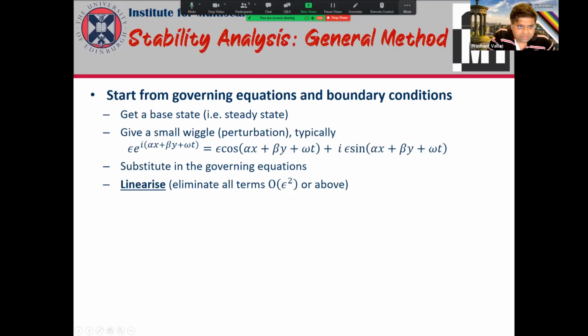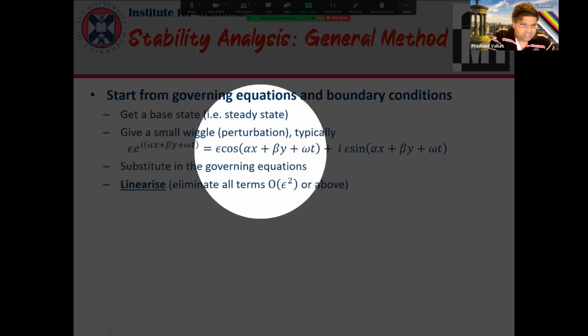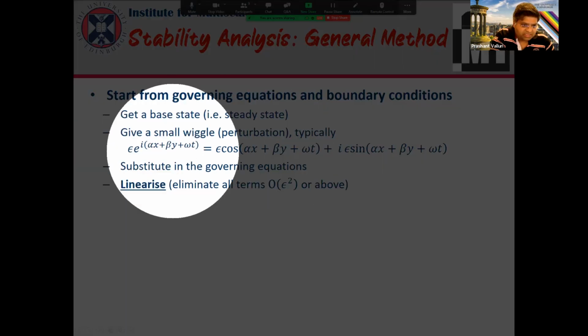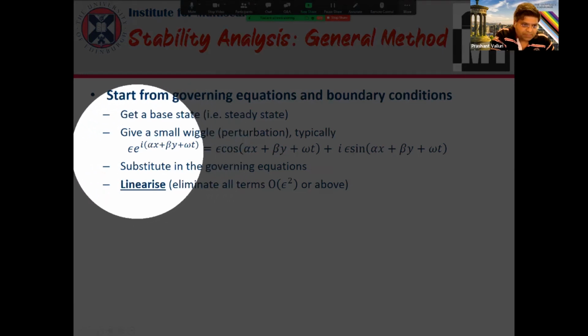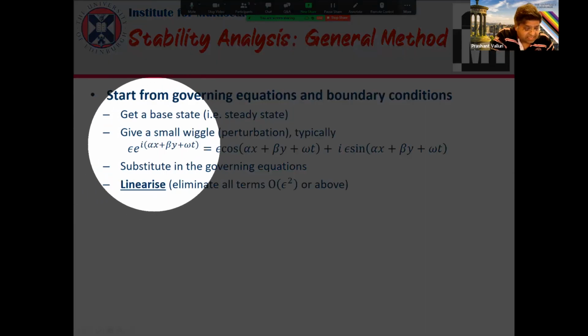And then what we do is we give a small wiggle, a small perturbation of this form. This is a normal mode perturbation that is usually given. Now, if you look at this carefully, this is exponential. So epsilon is the smallest kind of amplitude you can imagine. It's much below the smallest order of the grid size or much below the smallest error that your experimental apparatus can capture. So it is 10 to the power minus 9, for example, okay? Alpha x and beta y are the growth rates in the x and the y direction.